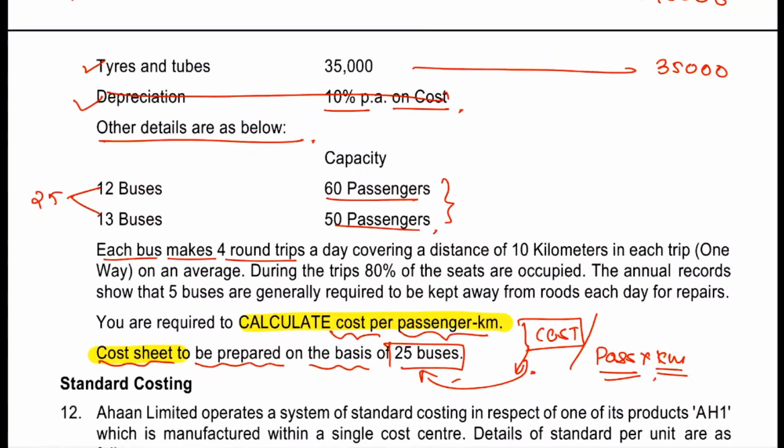4 round बोले तो 4 बार जाने का और 4 बार आने का. 1 round trip बोले तो 2 ट्रिप होता है, जाना आना. तो I can say it is 4 into 2 actually. 8 trips are there. Then covering the distance of 10 kilometer in each trip, that is one way route.